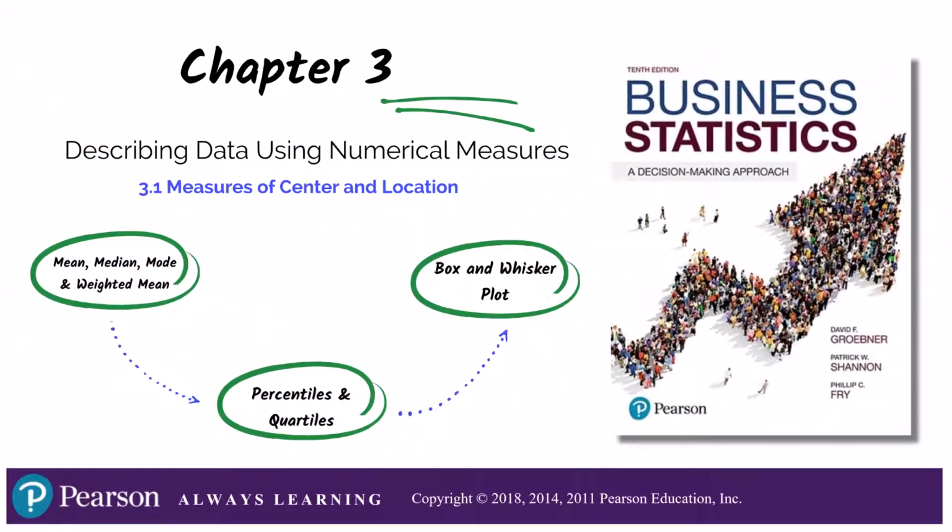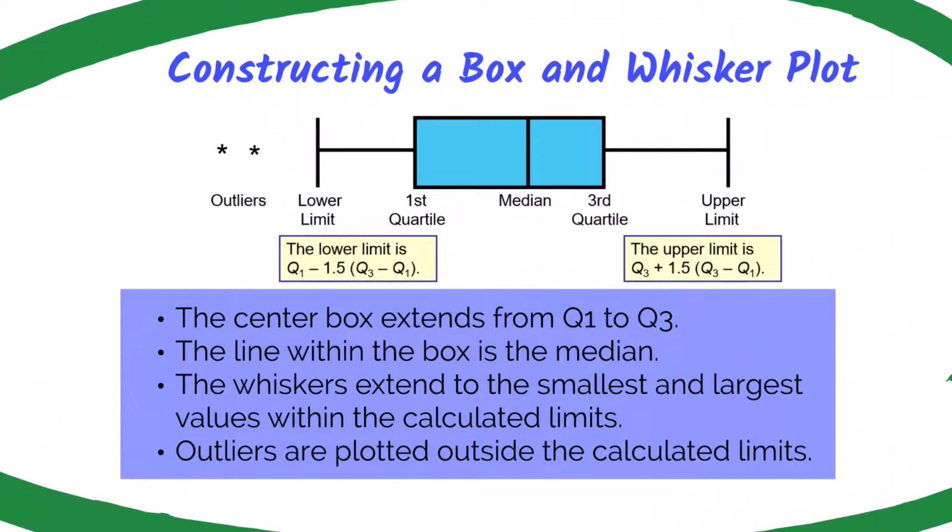Let's wrap this up and talk about the box and whisker plot. To construct a box and whisker plot, we're essentially taking everything we've just talked about and visualizing it. Here is our box and whisker plot. The center box here is based off our first and third quartiles. Then the line inside the box, that's our median. And then the whiskers extend to the smallest and largest values within the calculated limits.